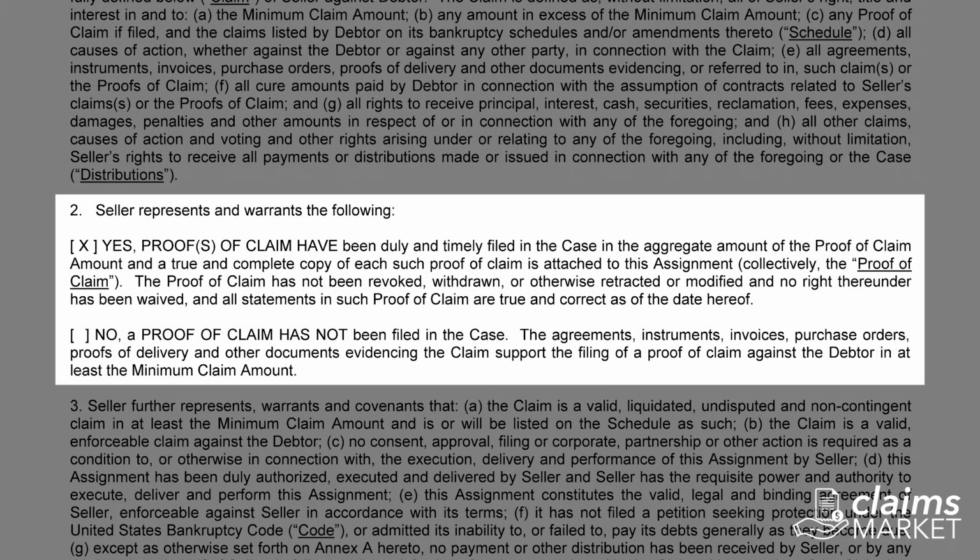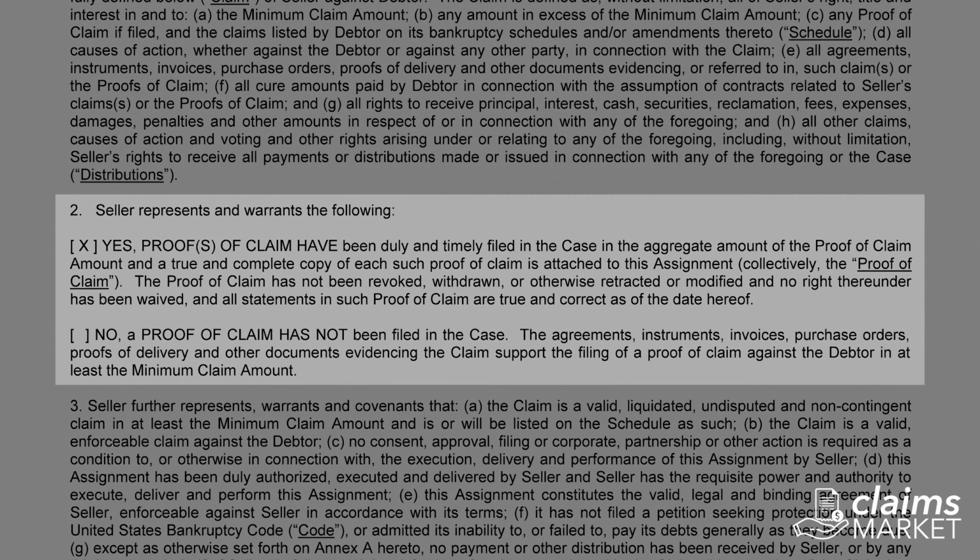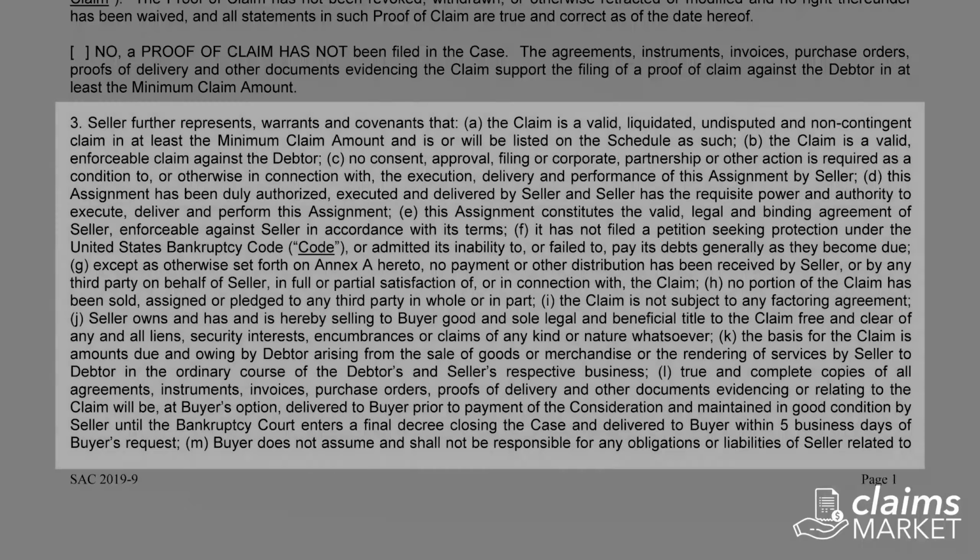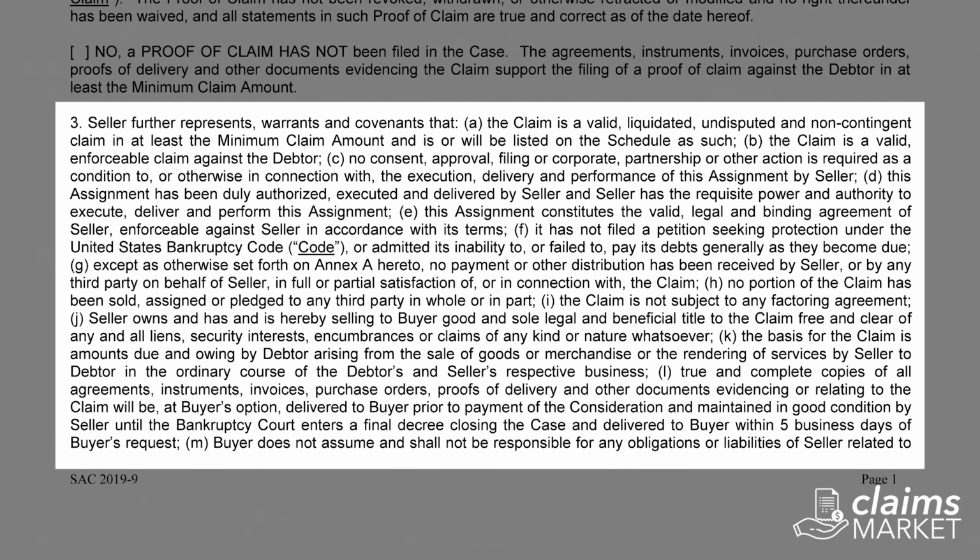In paragraph 2, you are telling a buyer you filed a proof of claim, and if you did not, you are stating that you have supporting documents sufficient enough to file a proof of claim in the minimum claim amount. In paragraph 3, you are making representations, warranties, and covenants as to the amount and validity of the claim.